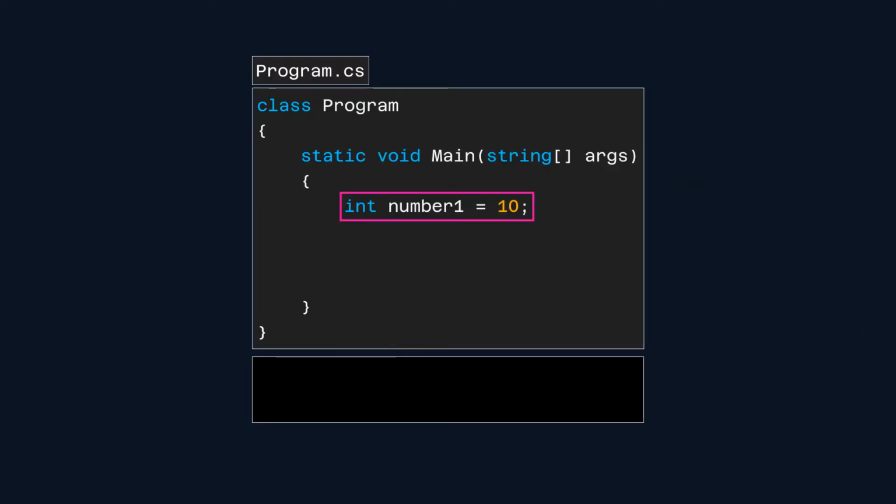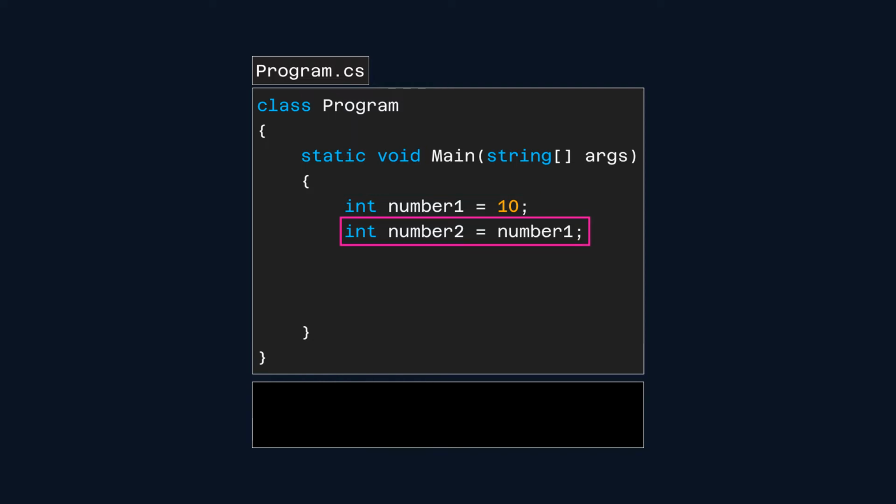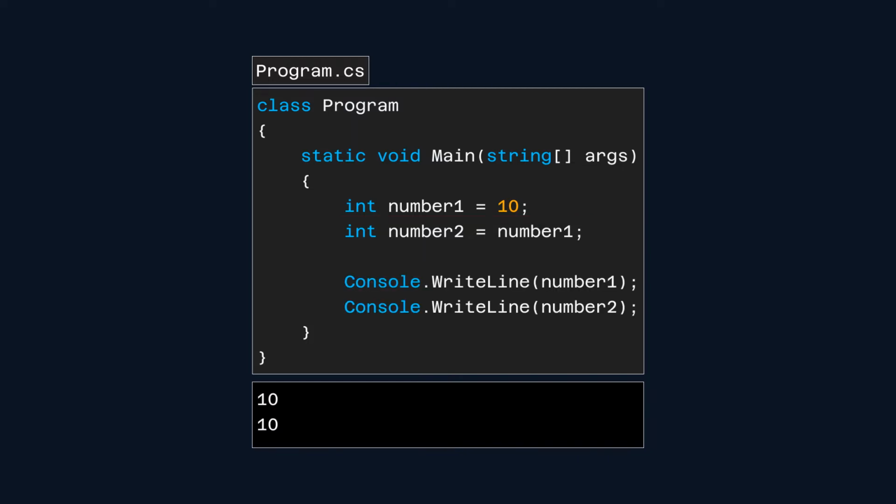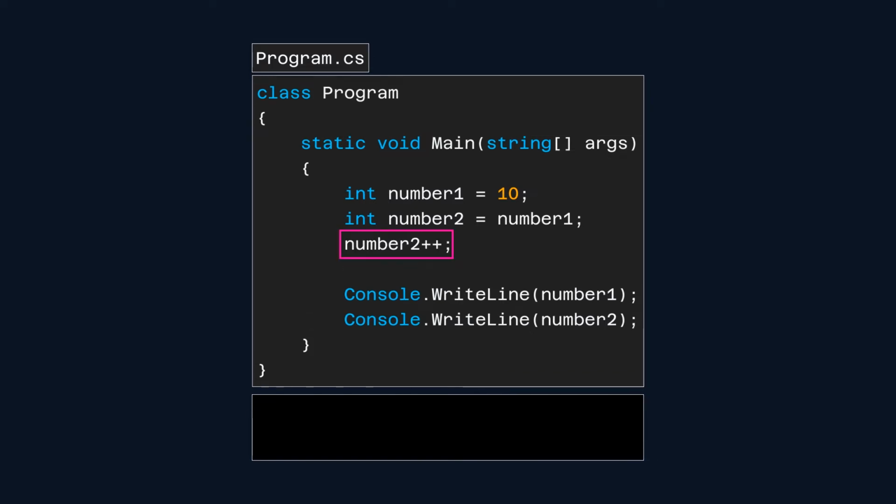First, we declare an integer variable called number1 with the initial value of 10. Second, we declare a new integer variable called number2 and we assign it the value of the first one. Right now, both variables have the same value. Now, let's increment the value of the second variable and check their values again. The number1 variable continues with the same value of 10 and the second variable, number2, has the value of 11. So, as expected, nothing happened to the first one.